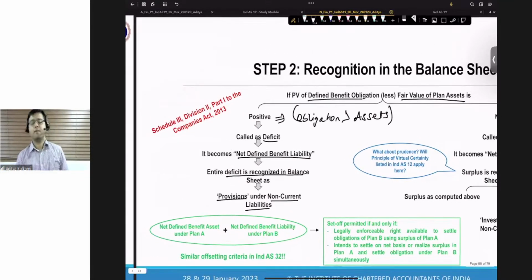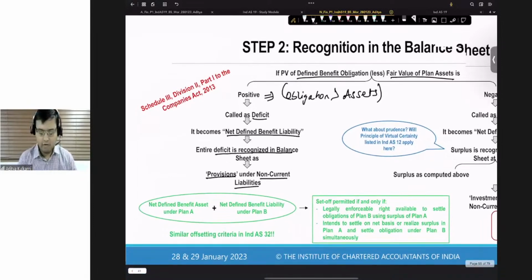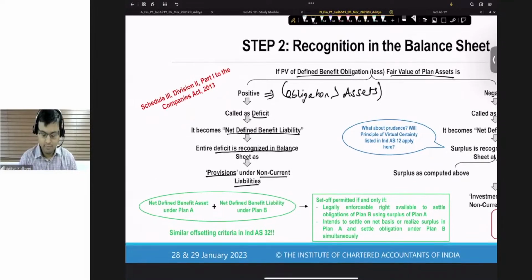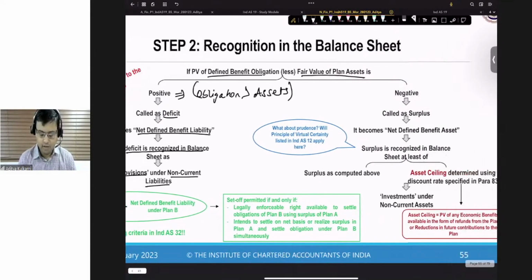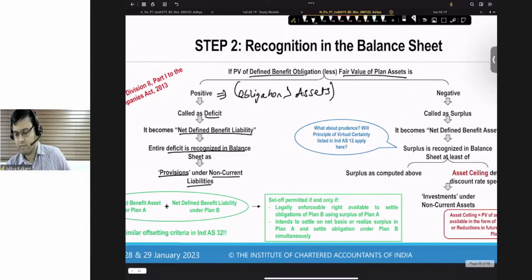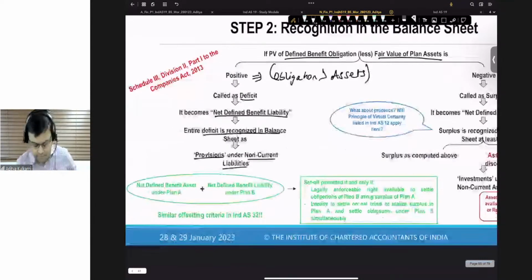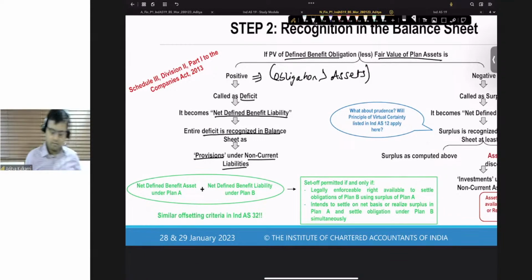Is it okay? Yes. Is it fine? Have you understood this part? Yes. Have you understood the positive case? Yes. Then I'll come to the next part, if it is negative.